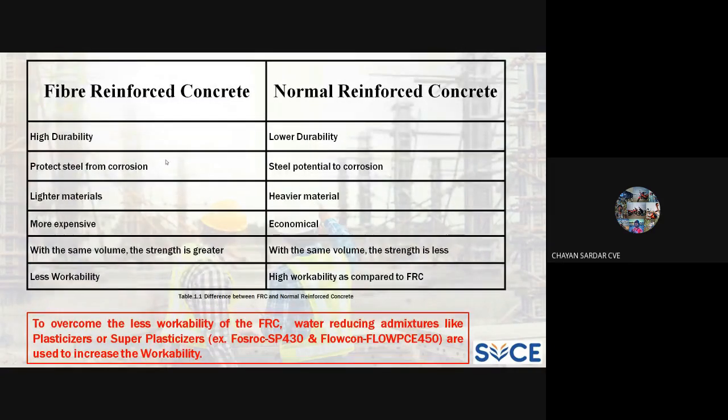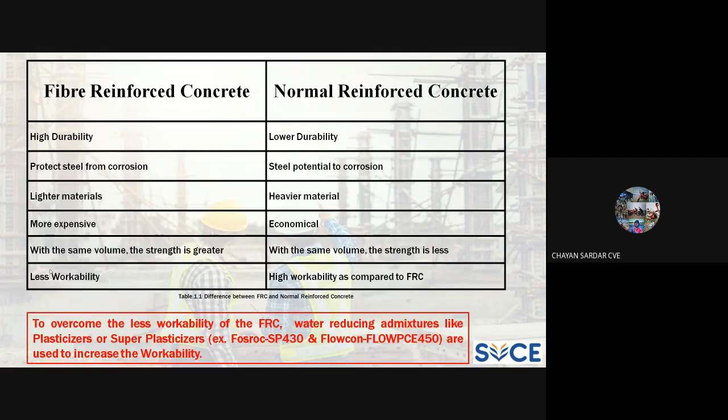So this is a table of the difference between fiber reinforced and normal reinforced concrete. Fiber reinforced concrete will have high durability. It will protect the steel from corrosion. The material will be lighter. It will be more expensive, and for the same volume of concrete, the strength will be more for fiber reinforced concrete and less workability, and the opposite for normal reinforced concrete.